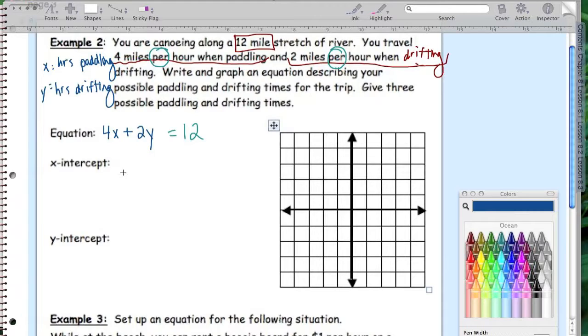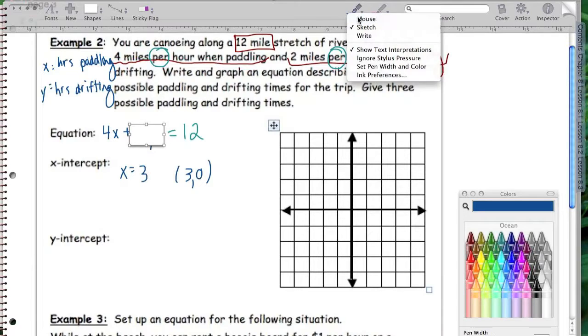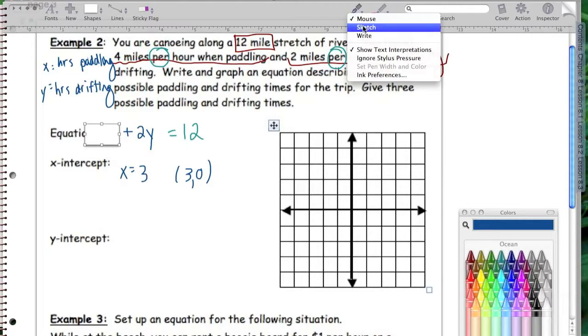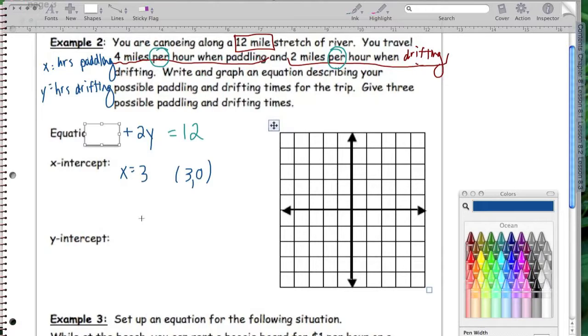Alrighty, so x-intercept, we need to figure that out. We can cover up this y value. Just pretend that y is covered. If I cover it, I get 4x is equal to 12, divide by 4, divide by 4, x equals 3. So my point is (3, 0). Then, if I cover up the x to get my y value, then I see positive 2y is equal to 12, divide by 2, divide by 2, y is equal to 6. So this is going to be (0, 6).